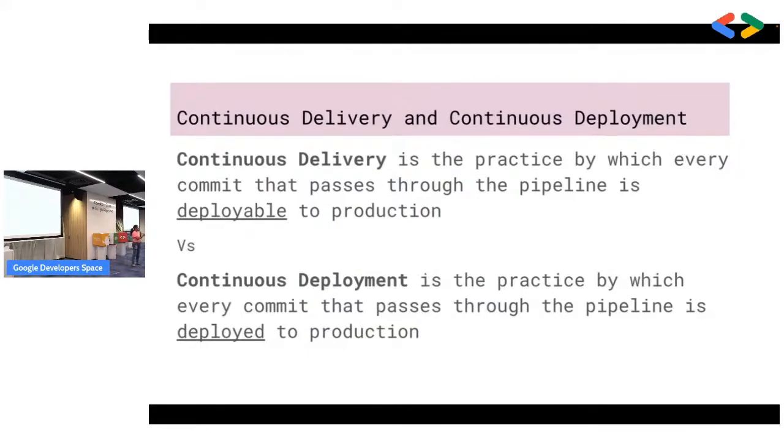These two, same, but different. So CD, which is continuous delivery and continuous deployment. Continuous delivery is the practice by which every commit that passes through the pipeline is deployable to production. So potentially, at any given point of time, you could push to production. Continuous deployment, on the other hand, is a practice by which every commit that passes through the pipeline is deployed to production. So it's fully automated, no manual intervention. Everything that goes into master will go into production.